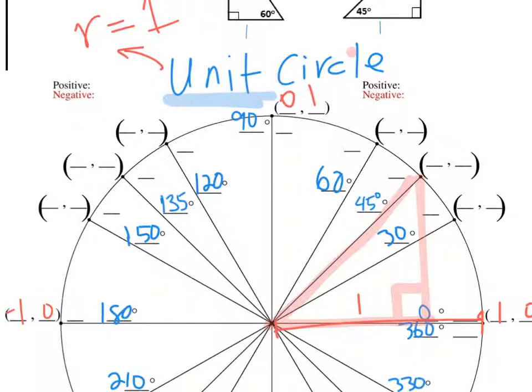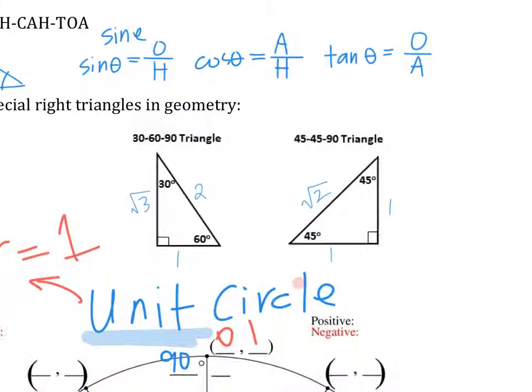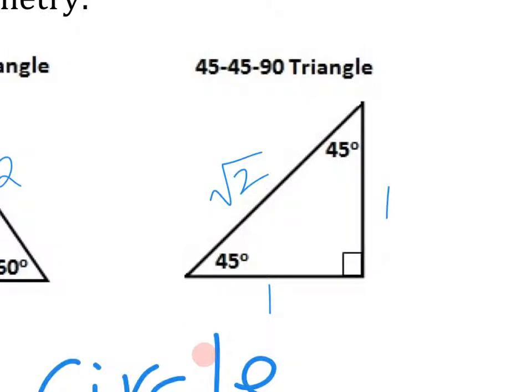And we need to figure out how long is the x part and how long is the y part. And that has to do with our 45, 45, 90 triangle. Now, let's look at this a little bit. Okay, so we are going to use the measurements on this triangle. However, our radius is what? How long is our radius on the unit circle? 1. So then this hypotenuse has to be 1. Therefore, I need to divide everything by square root 2.